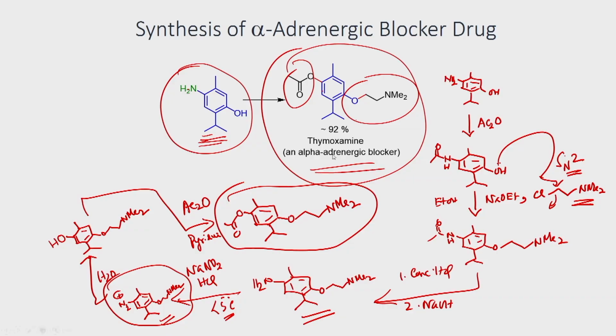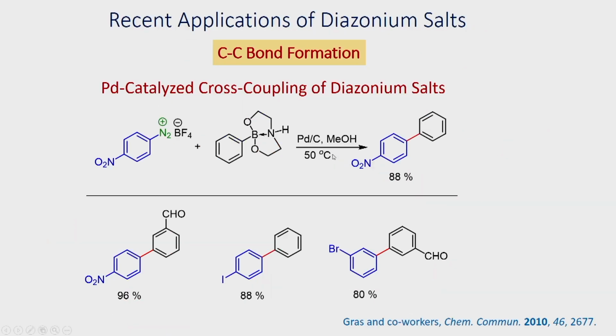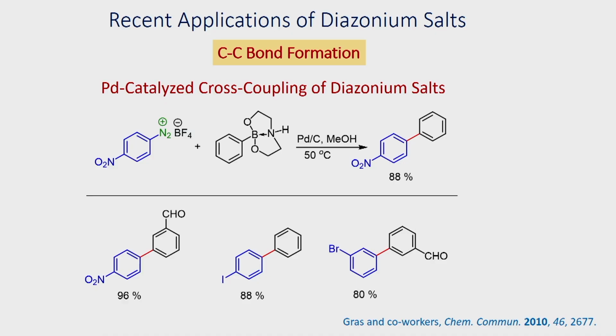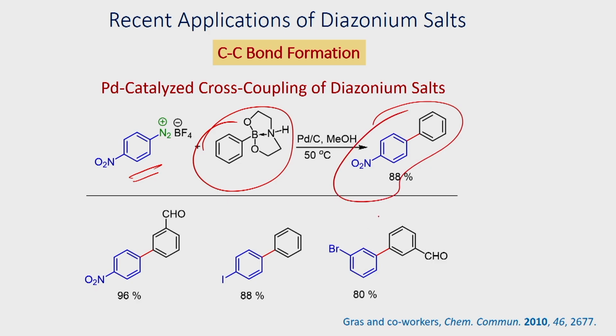An example shown here. Now let us go for the recent applications of diazonium salts. Here an example is shown for the C-C coupling reaction. You can see here the coupling of this diazonium salt with this boron derivative shown here. In this way you will be able to make the biaryl system.